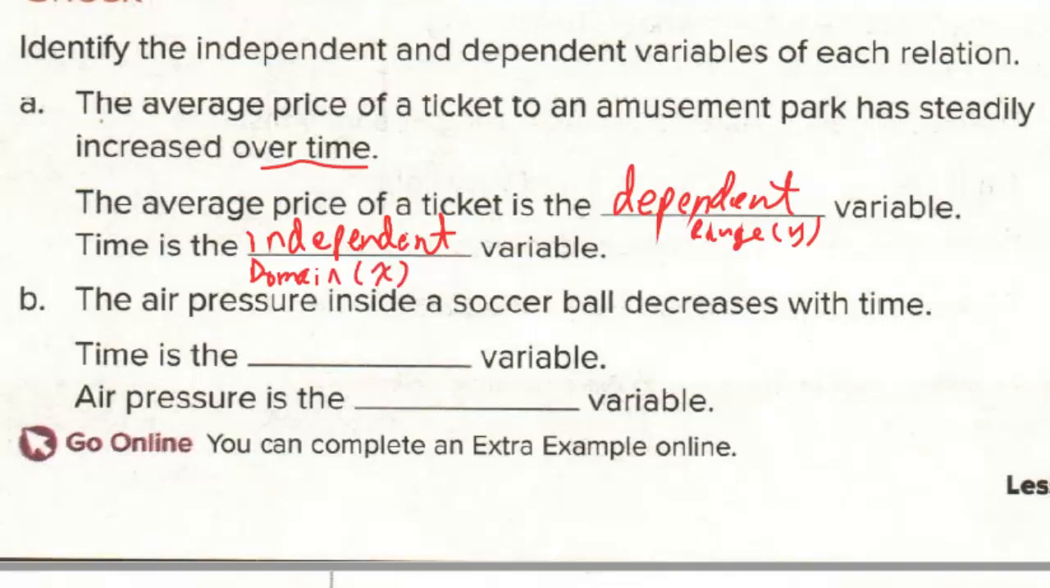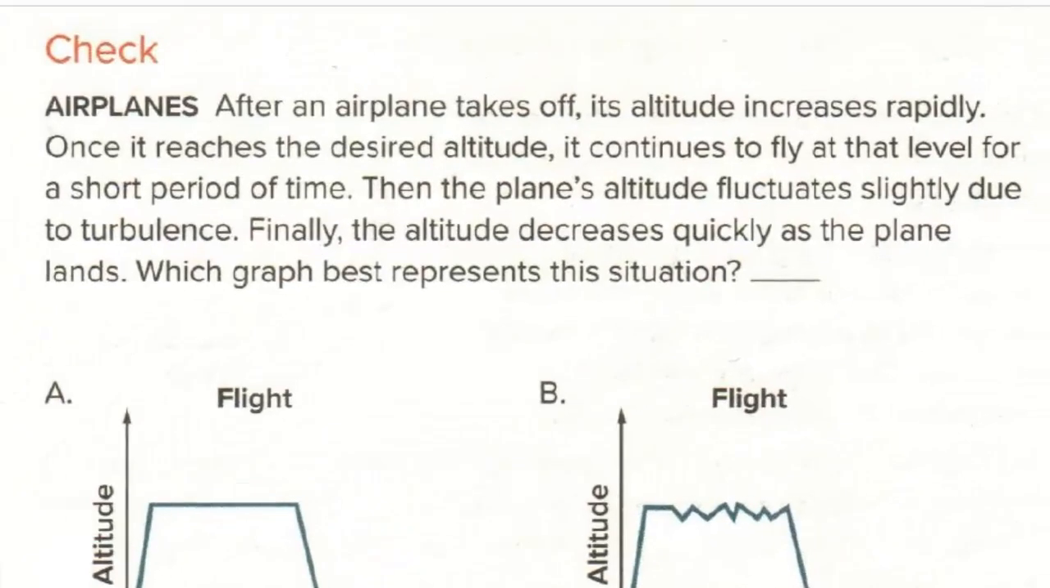And independent is your domain or your X values. The air pressure inside a soccer ball decreases with time. The time is the independent variable. Air pressure is the dependent variable. So the amount of air pressure depends on how long time has been passing. Go ahead and pause the video and attempt the check.